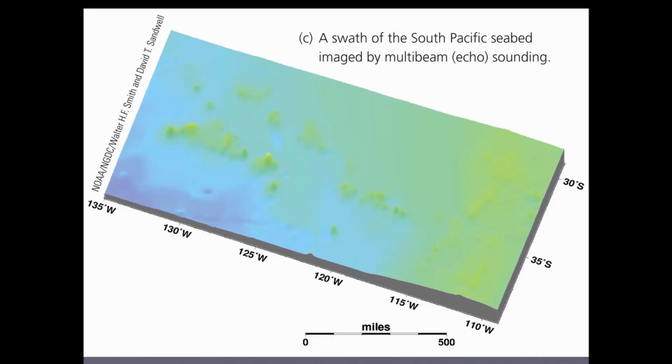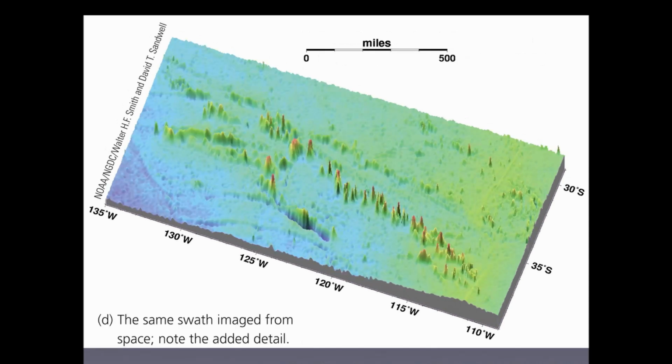Let's take a look at the data that's collected by multi-beam echo sounding. So here's an area of the South Pacific seabed. You can see some areas with higher elevations show up as sort of those green little blotches. Now we're going to take a look at an example of data collected from a satellite. Here we go, same area with data collected from a satellite.